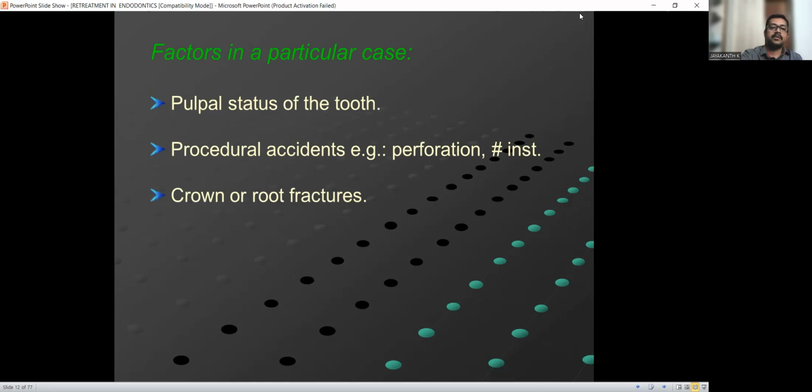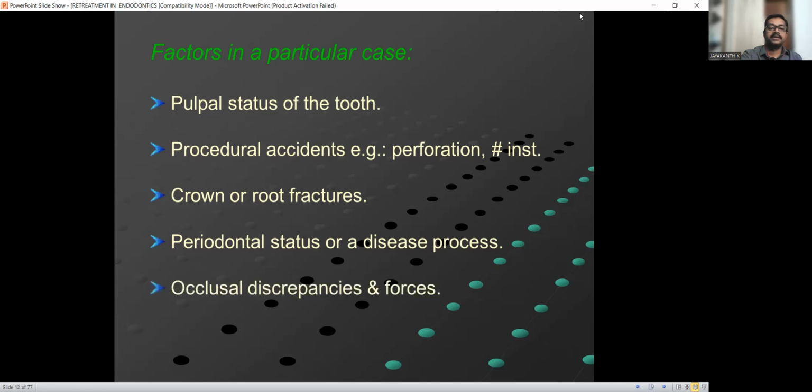If there are crown or root fractures, again this is going to affect your treatment success. Periodontal status or an ongoing disease process, along with the pulpal status of the tooth, is also going to determine the success of your treatment in a particular case.